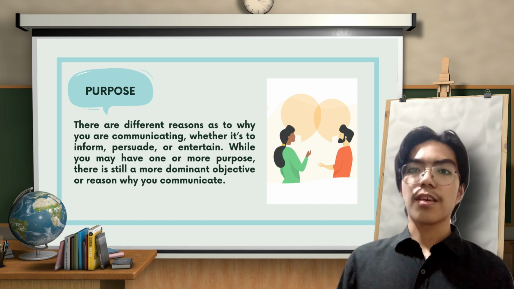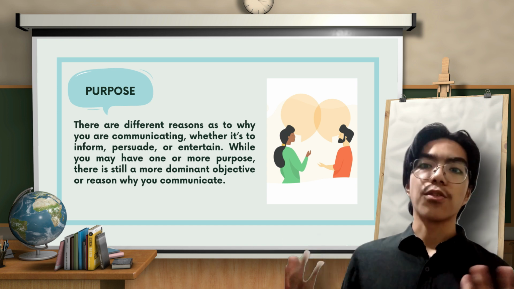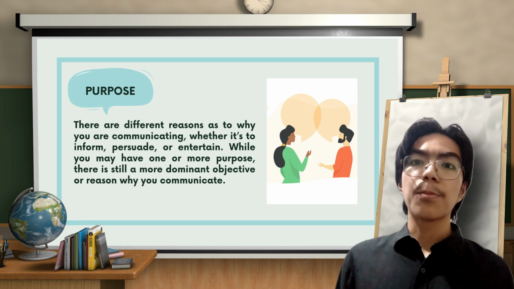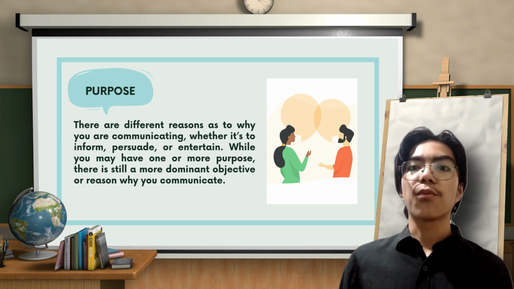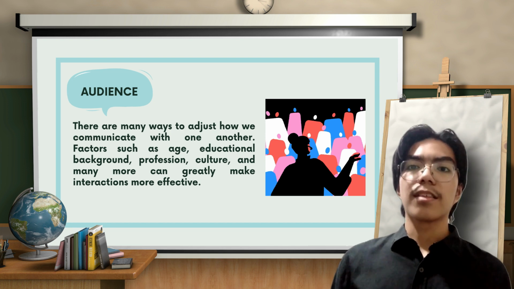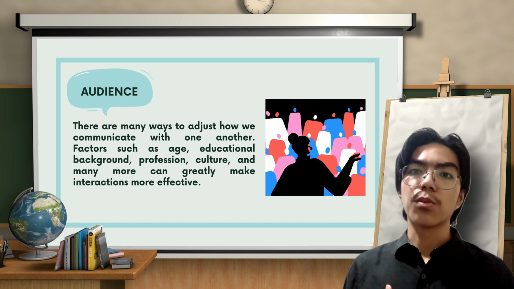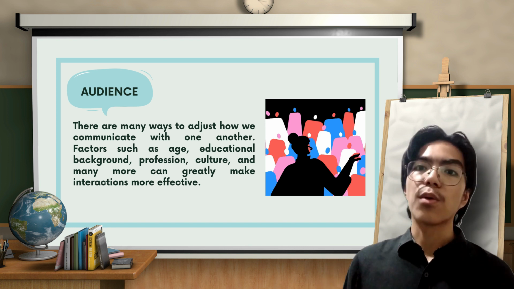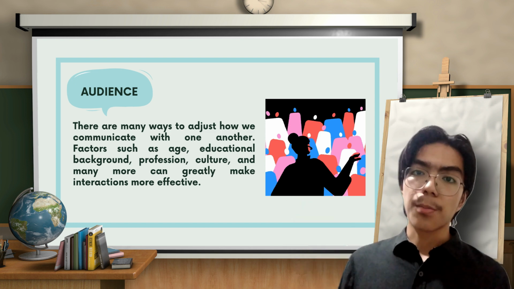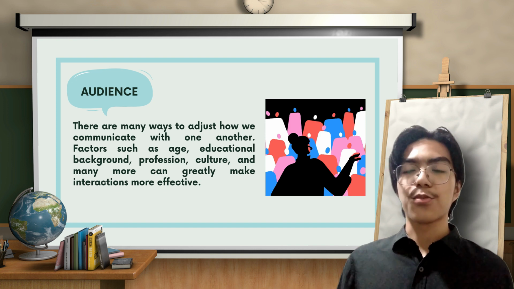These are different reasons as to why you are communicating, whether it is to inform, persuade, or entertain. It's very important that we always remember our purpose, as it enables us to stay on track and be clear of what we are trying to convey. For the second principle, we have audience. The style of speaking that we want to utilize will depend on who we are talking to. There are many ways to adjust the way we communicate with one another. Factors such as age, educational background, profession, culture, and many more can greatly make interactions more effective.